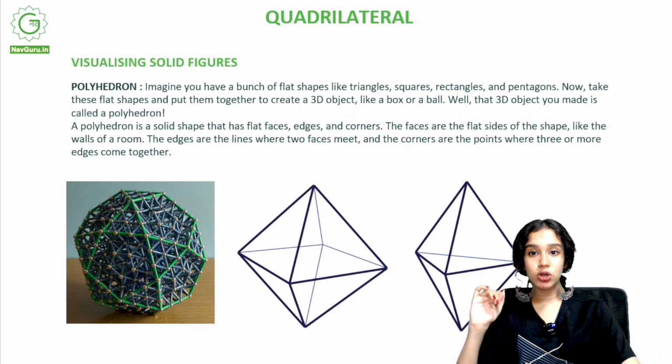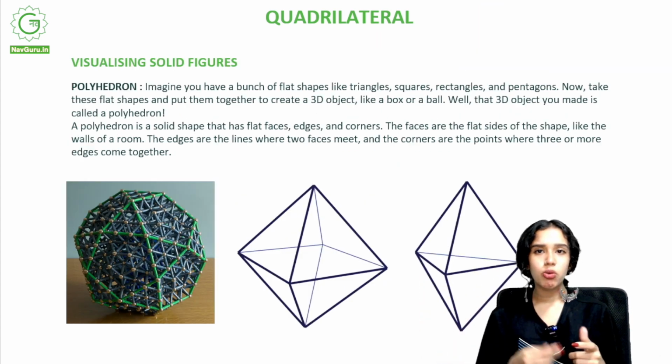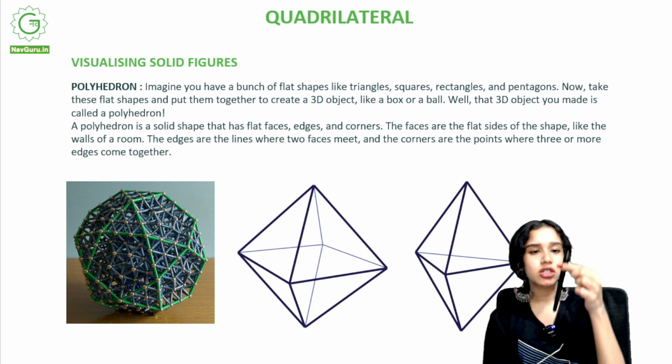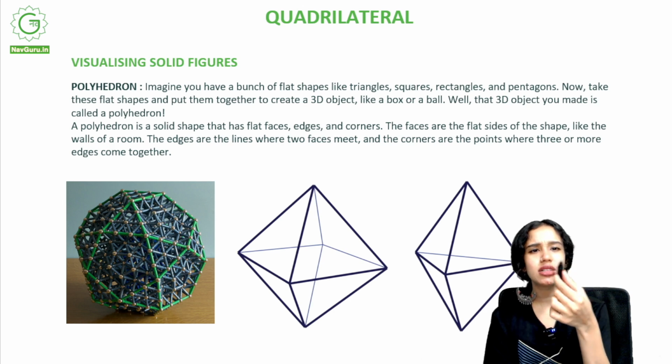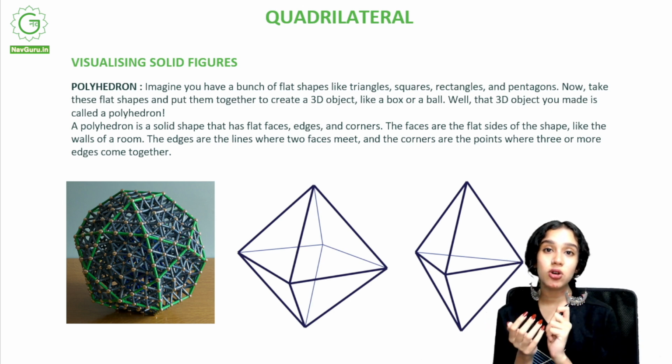So let's move on to visualizing solid figures. So what is this object? It's a 3D object, right? We don't know the particular shape of the object. It's cylindrical, but then there's a cone on top, right? But what are these cylinders and cones?